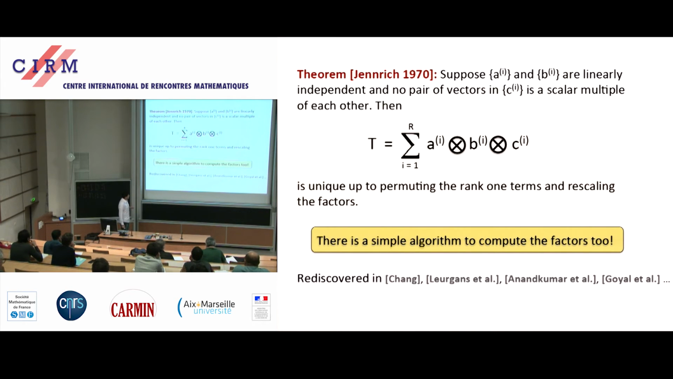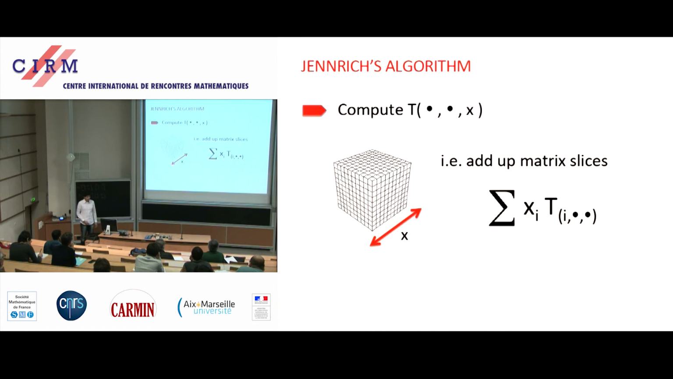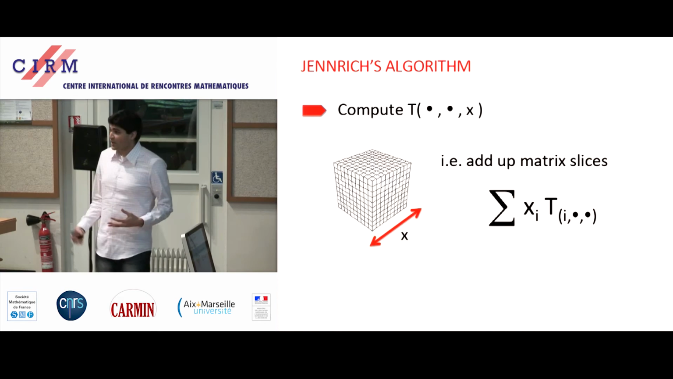So I think the first time I wrote my lecture notes on this, I called it something else, and then I discovered it was discovered even a decade before I thought it was. So I called it the algorithm of Leurgans et al. But it was actually in a paper of Harshman and credited to some guy named Dr. Robert Jennrich, who I think is no longer in academia. So let me tell you this algorithm.